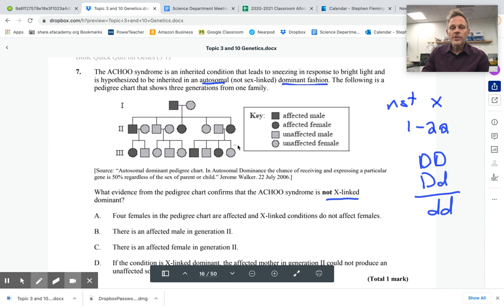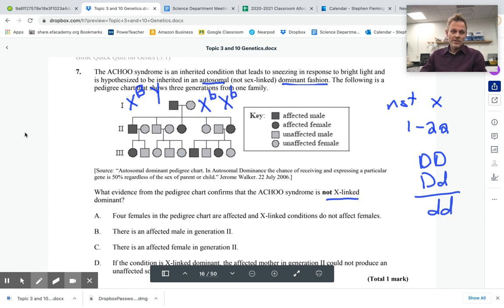Okay, so if it was sex-linked, and we're looking at this couple right here, that means this woman would be X little b, because she's unaffected and it's sex-linked. The male who's affected would be X with a big B and then a Y with nothing on it. So what here shows us that this is not the case?